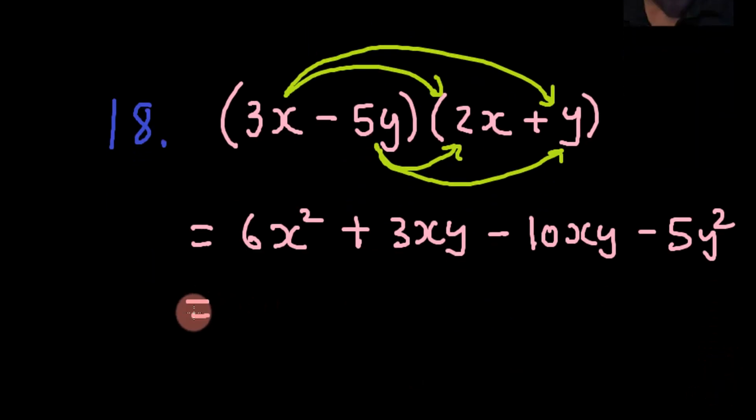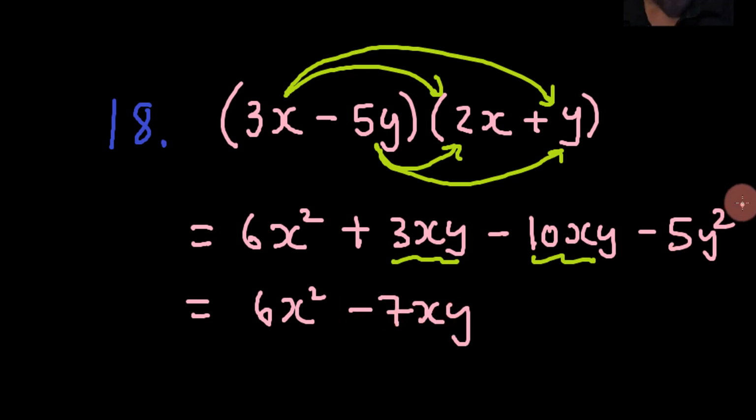Now we add like terms. So these two are like terms. And we know that positive 3 minus 10 is negative 7. So 3xy minus 10xy is negative 7xy. And then, of course, we still have this term.